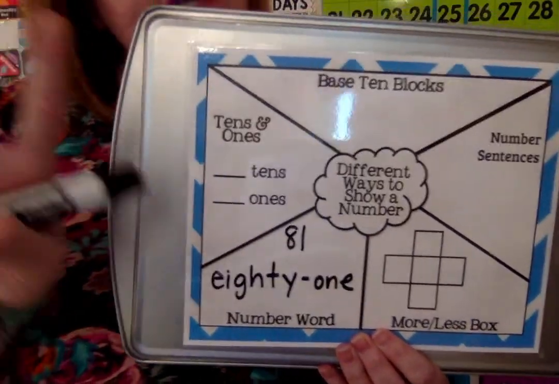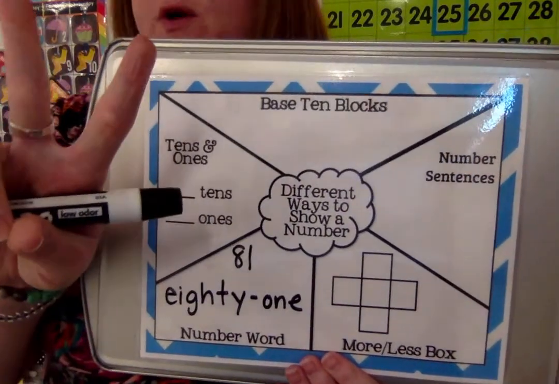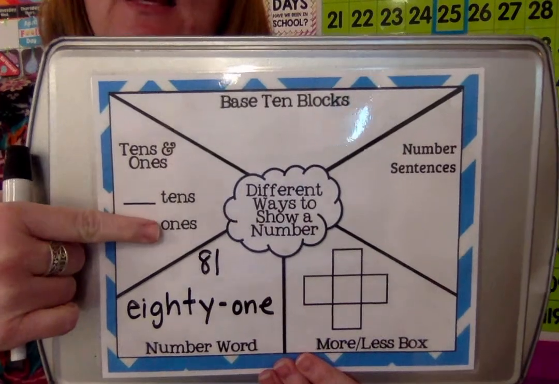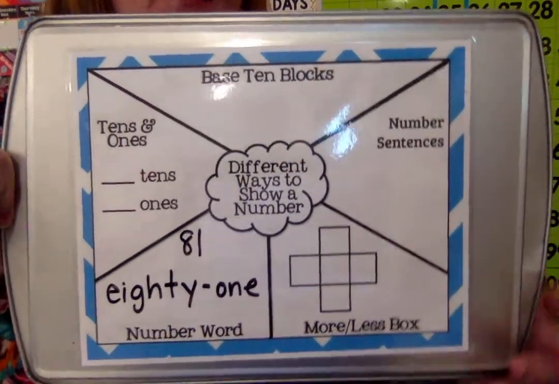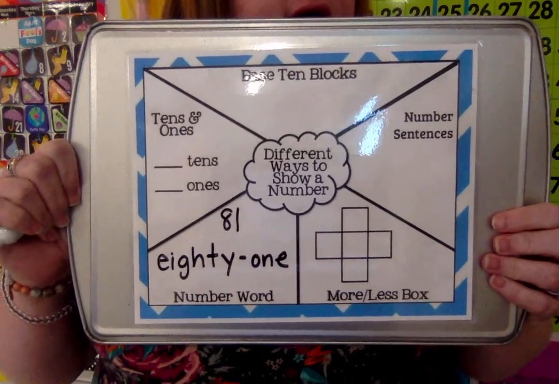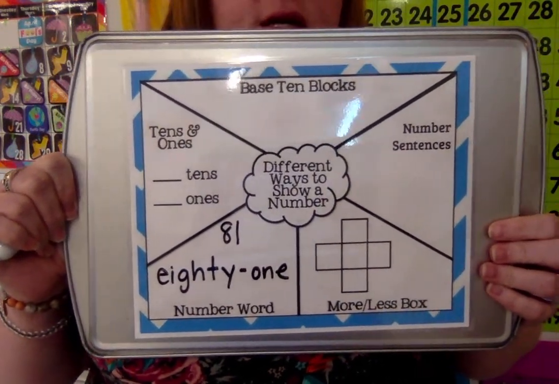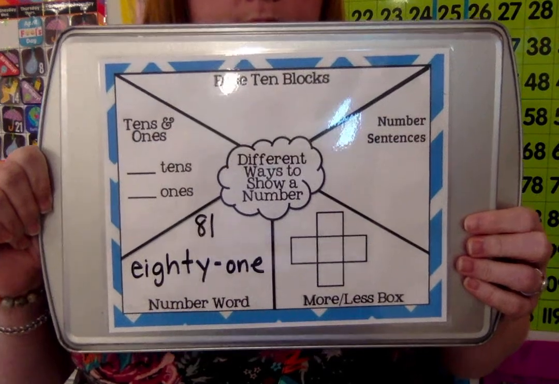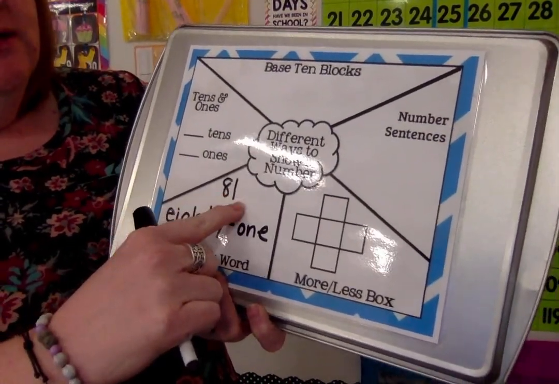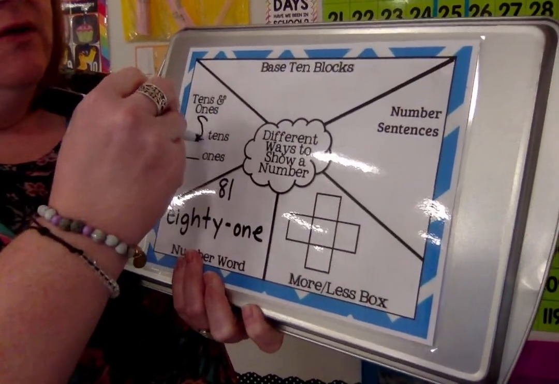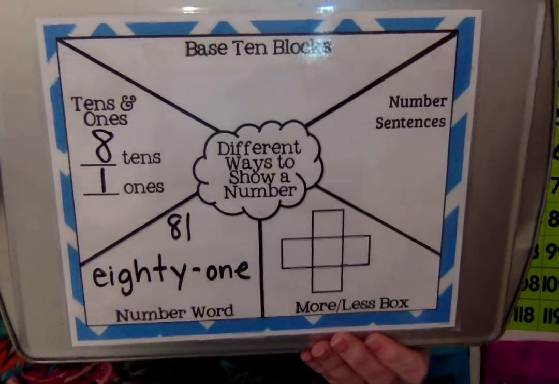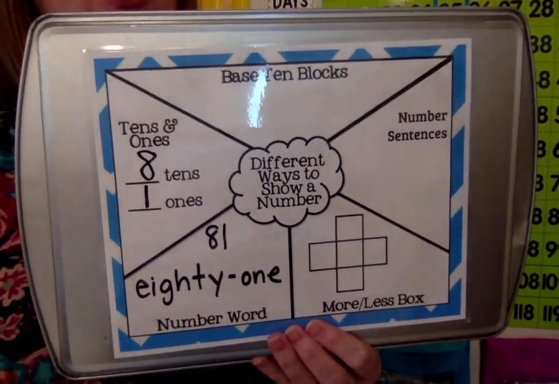81. Okay, we know it's a 2-digit number, and with 2-digit numbers, it tells us how many tens, how many ones. So looking at that 2-digit number, how many tens, how many ones do we see? I know when I look at it, tens, ones. Did you say there were 8 tens and 1 one? Nice job if you did.